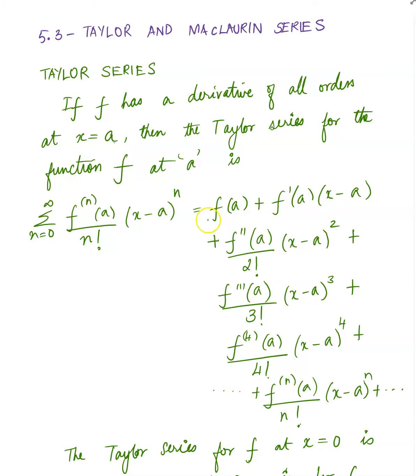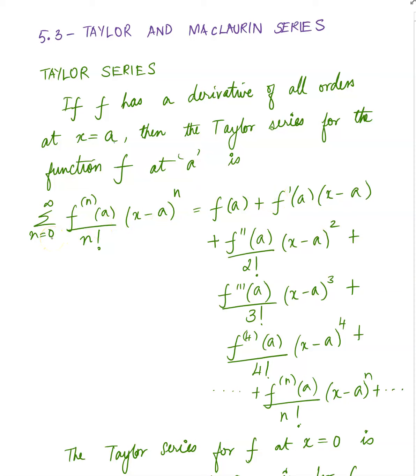It can be expanded like this, right? When n is 0, it's just f of a, because 0 factorial is 1. And when n is 0, x minus a to the power 0 will be 1, so you get back f of a.